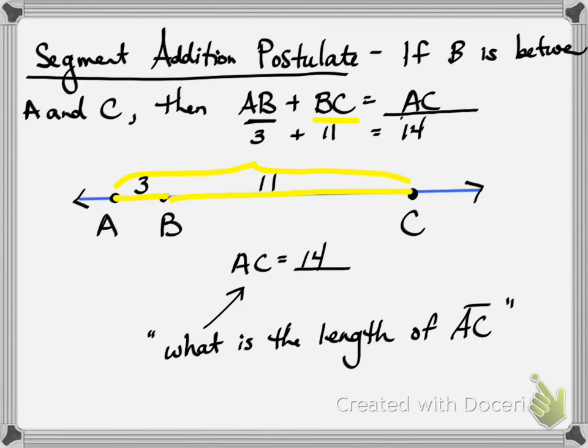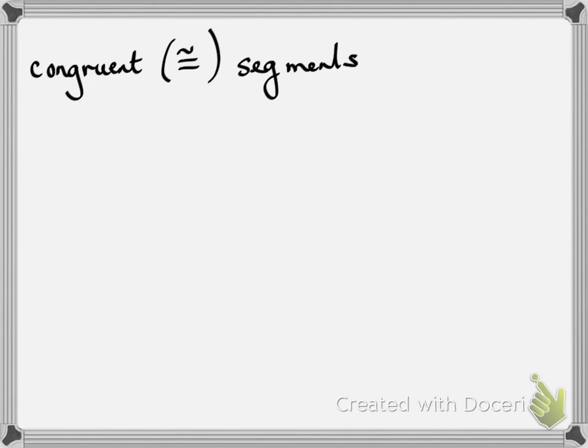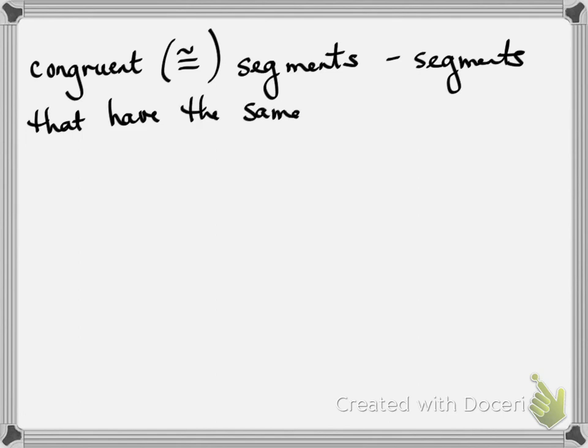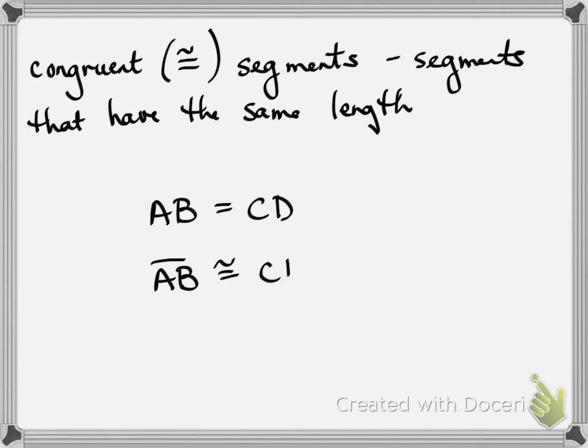The last thing before we wrap up today is this idea of congruent segments. We have a congruent symbol. It's an equal sign with a tilde over it. Congruent segments are segments that have the same length. So if the length of AB is the same as the length of CD, then we can say that segment AB is congruent to segment CD.